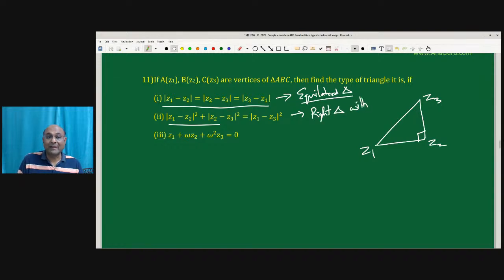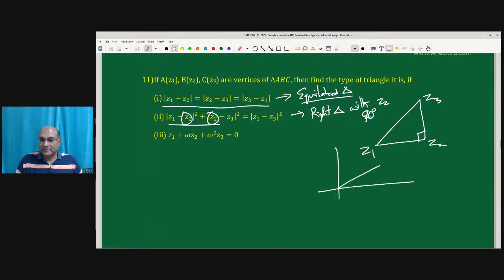So obviously this must be a right angle triangle. With the right angle where? With Z2 at 90 degrees? Z2 is 90 doesn't mean Z2 is 90 degrees. This angle is not 90. The angle between Z1Z2 and Z2Z3 is 90 degrees. I mean, when you say angle B of triangle ABC is 90, basically Z2 is B. What about this?